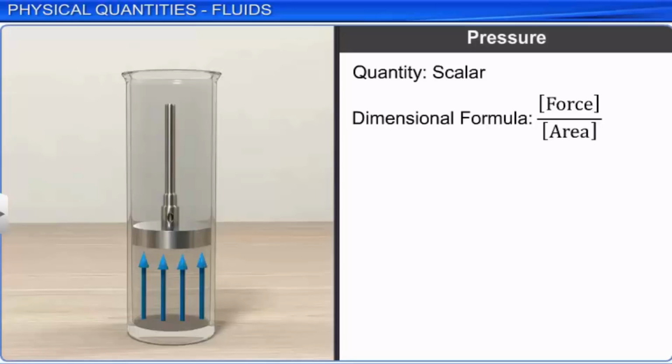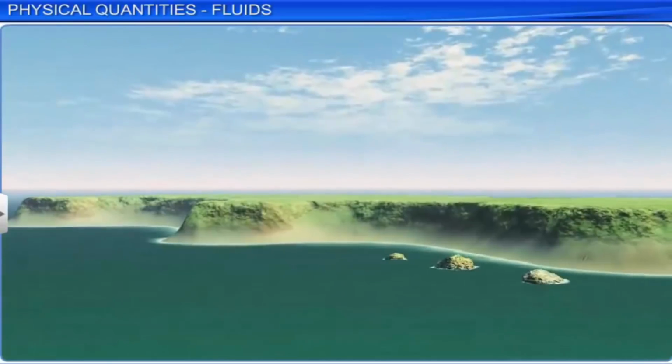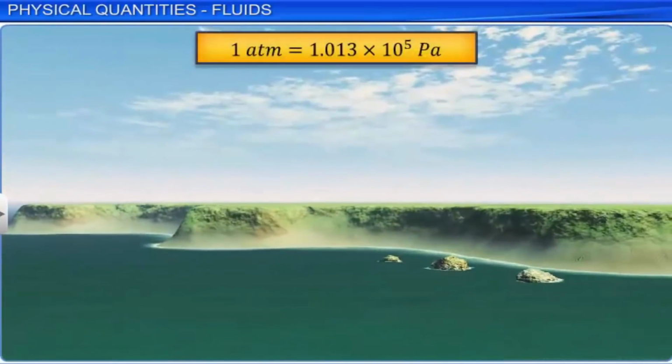Similarly, the SI unit of pressure is the ratio of the SI units of force to that of area, which is Newton per meter square, also referred to as Pascal or Pa. Pressure is commonly expressed in atmosphere, symbolically written as atm. Atmosphere is defined as the pressure exerted by the atmosphere at sea level, which is equal to 1.013 multiplied by 10 raised to the power 5 pascals.